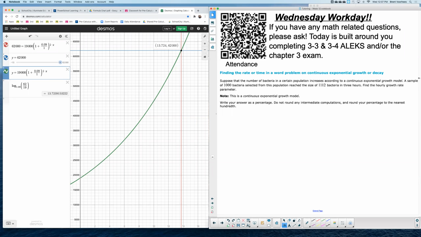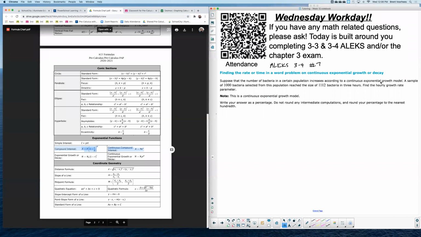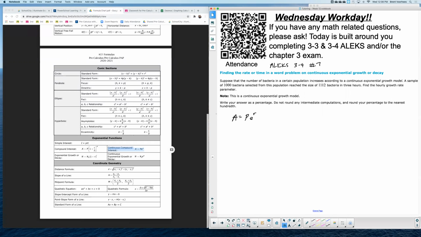All right, now we're going to take a look at ALEKS 3.4, number 7. It says, suppose that the number of bacteria in a certain population increases according to a continuous exponential growth model. What that means, continuous exponential growth model, is this formula right here, continuous compound interest. Sometimes with population, a lot of people will give you a different version, but these formulas are simply the same. I just always use this one to stay consistent and make things easier.